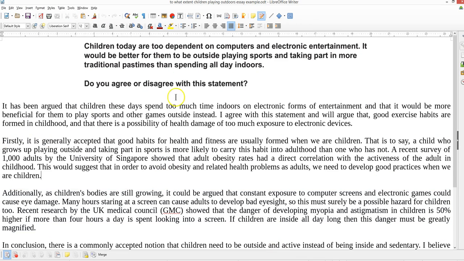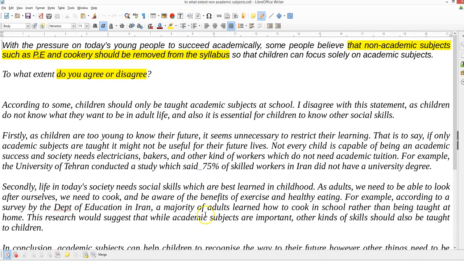Firstly, so this is one about kids being outdoors. Firstly, it is generally accepted that good habits for health and fitness are usually formed when we are children. That's it. No experts or anything else. The explanation and example comes afterwards in sentence 2, 3, and 4. Additionally, as children's bodies are growing, it could be argued that constant exposure to computer screens and electronic games could cause eye damage. That's it. Just a single idea.